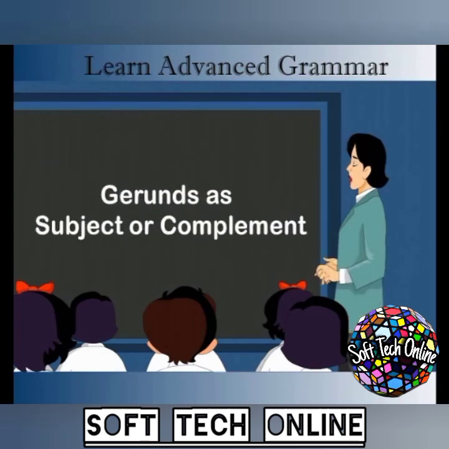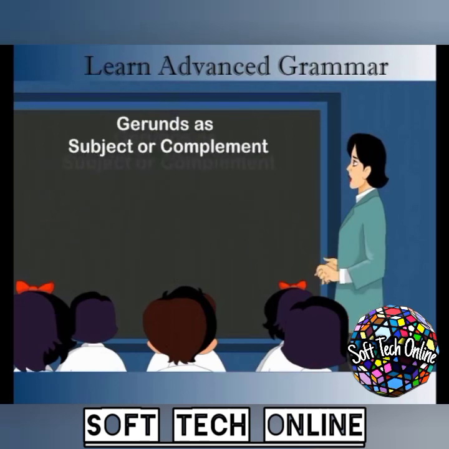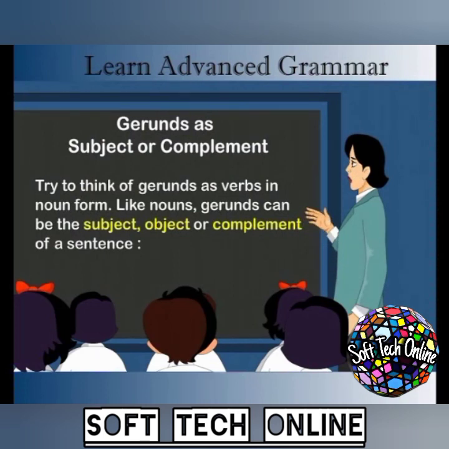Gerunds are subject or complement. Try to think of gerunds as verbs in noun form. Like nouns, gerunds can be the subject, object, or complement of a sentence.